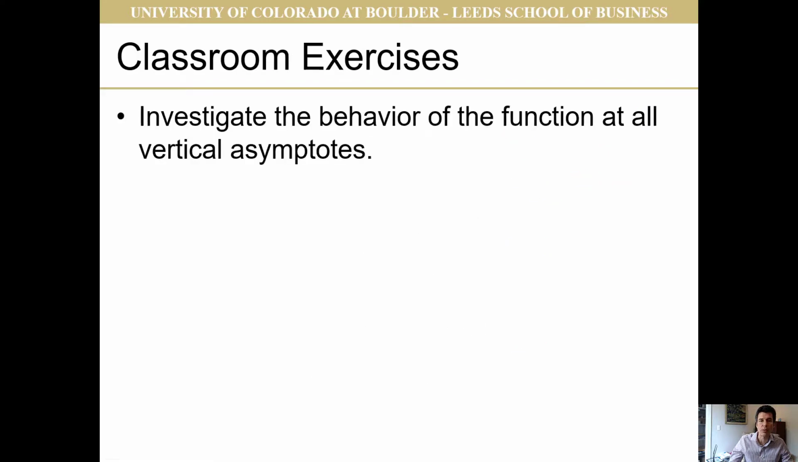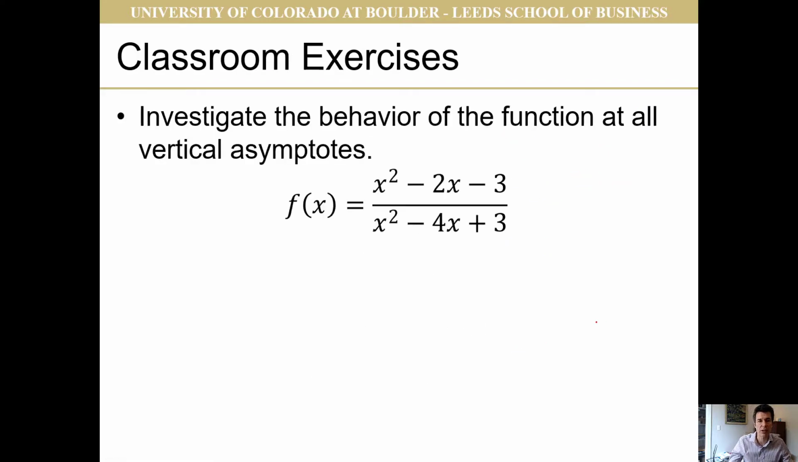All right, we want to investigate the behavior of the function at all vertical asymptotes: (x squared minus 2x minus 3) over (x squared minus 4x plus 3). So the candidates for vertical asymptotes are when the denominator is 0. So we need to factor this function. We're going to factor both the numerator and the denominator at the same time. Again, I can see these factors, so I'm just going to use the ones that I can see. If I couldn't see them, I'd use the quadratic formula.